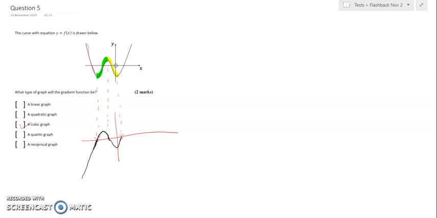And the final section, which is this bit, you can see that the graph is just getting steeper and steeper and steeper in a positive direction. So the gradient function is just going to go more and more positive like that. And hence you get a cubic function.